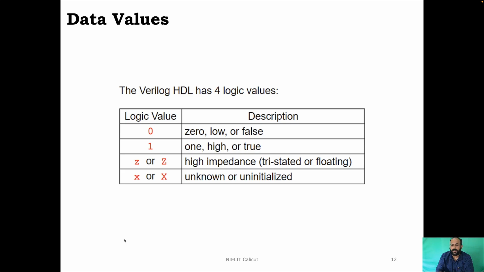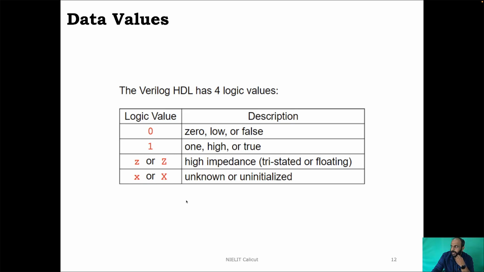Now if you look at what are the data values supported by Verilog, because it's a hardware description language, it supports 4 logic values. 0, which represents an off condition or a false condition; a logic 1, which can represent a true condition or an on condition; Z, which can represent a tri-stated or a floating condition or a high impedance condition or a disconnection perhaps; or X, which represents an unknown condition.